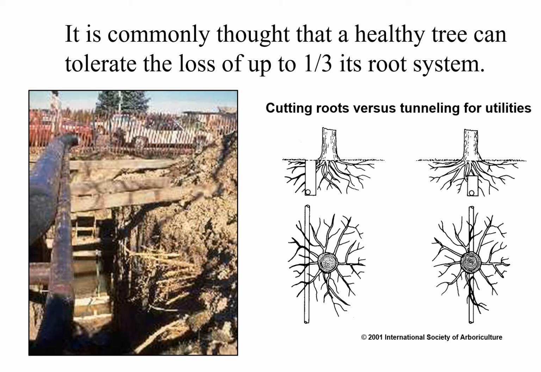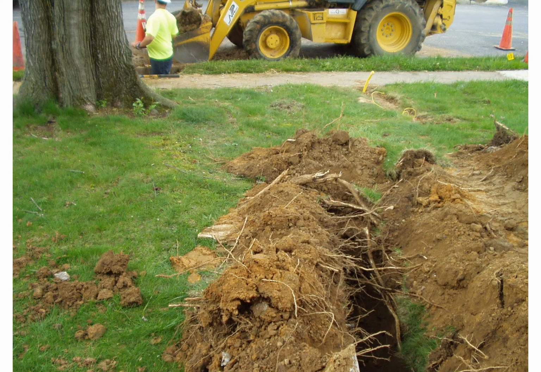Pruning roots prior to construction can help avoid impacts to the critical root zone. Roots should be cleanly cut using a vibratory knife or other acceptable equipment. Backfill the trench with soil to minimize drying of the roots. Here is an example of how trenching can severely damage a tree. Here, a trench was put in place within the critical root zone of the tree in the back of the photograph, and the roots were not cleanly cut, but cut, quote unquote, with the backhoe.